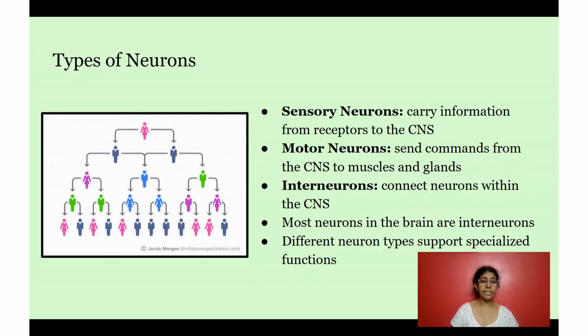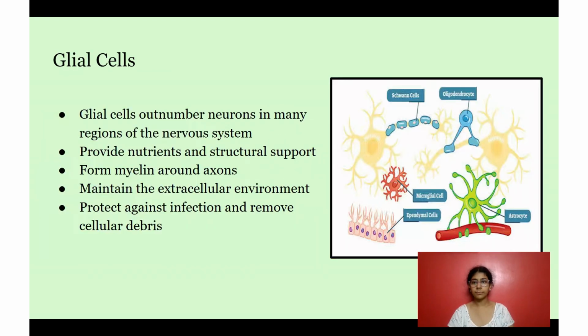And interneurons connect neurons within the CNS. Now, most neurons in the brain are interneurons. But these different types of neurons can also support specialized functions within different brain regions as well.